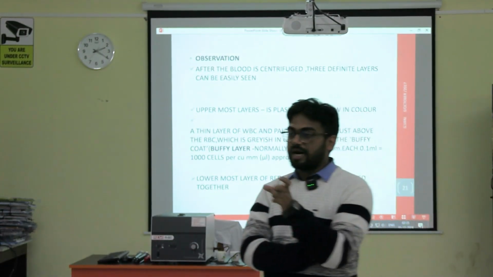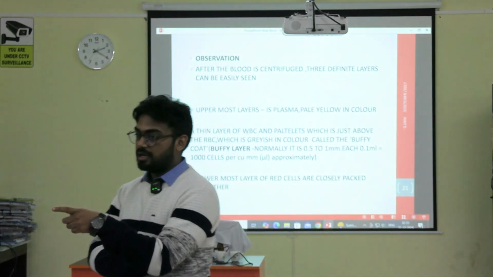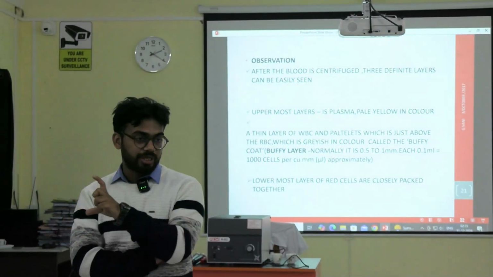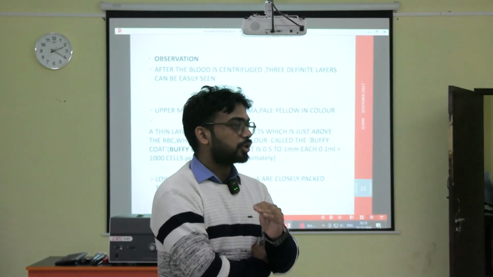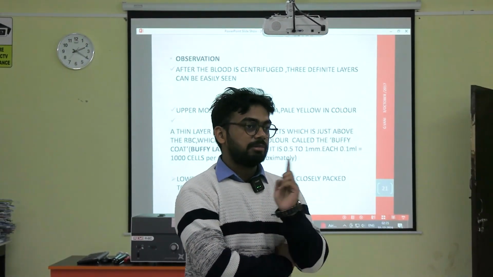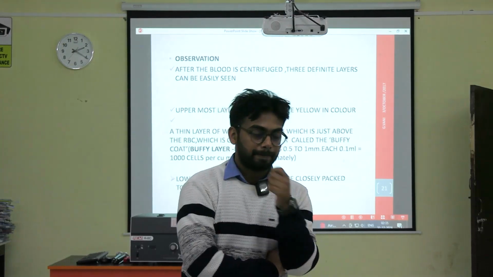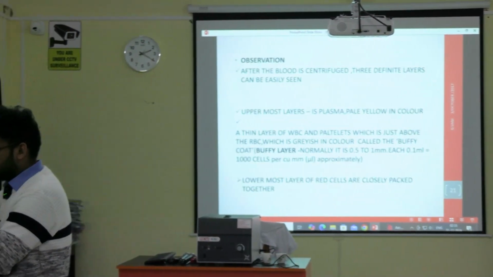Any disorders of RBC you are going to see in the PCV or hematocrit, the RBC layer. If it is raised or if it is low, you are going to see it there. Any disorder of WBC you are going to see in the buffy coat layer.